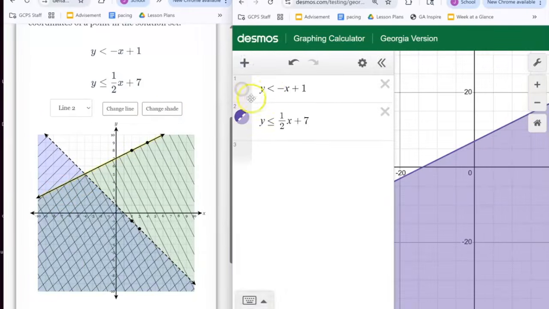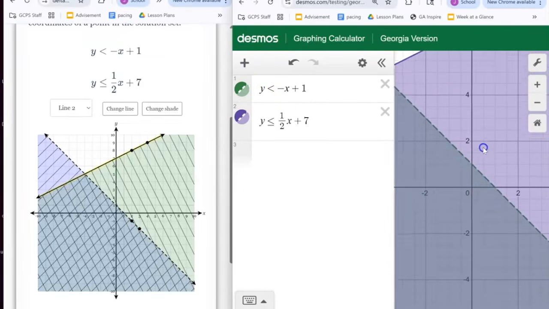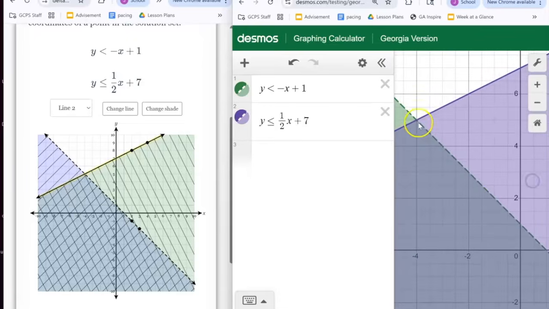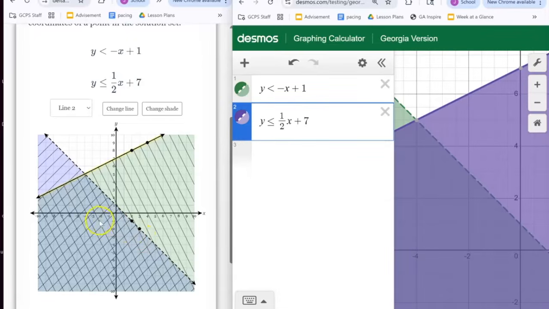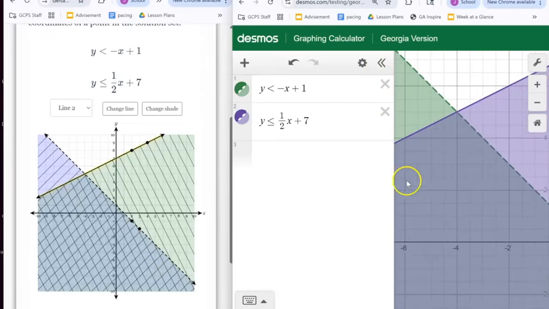All right, I'm going to put both of them back in there. Click home. Zoom in a little bit. And look, my intersection should be at -4, 5. -4, 5. Yes, that's true. Okay, so I'm always double checking to make sure that I see where I'm supposed to be.